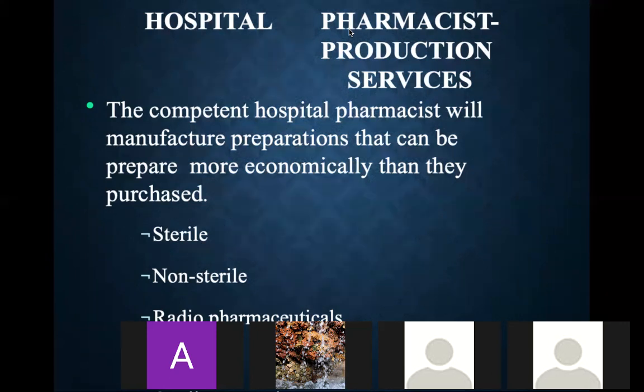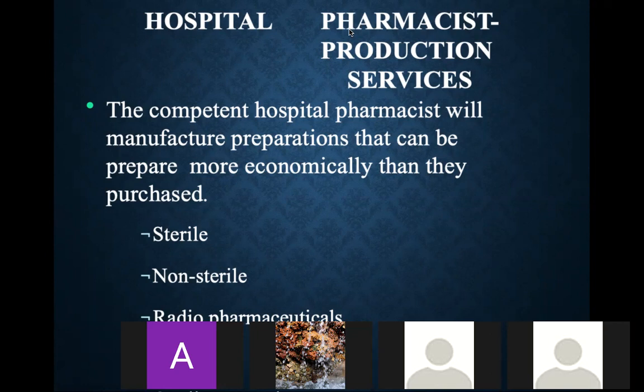Has anyone seen this in one of our hospitals? They have a small production unit where they prepare and manufacture some drugs which are sometimes not available in the market. Mostly they prepare TPN, total parenteral nutrition, and some other drugs. But in quaternary care hospitals, they mostly have their own production units where pharmacists are employed for the production.